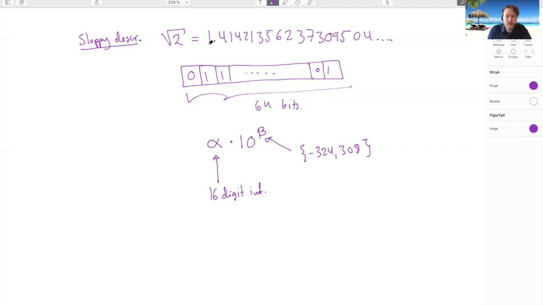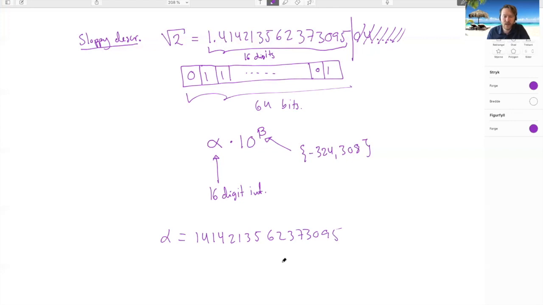So here we have 1, 2, 3, 4, 5, 6, 7, 8, 9, 10, 11, 12, 13, 14, 15, 16, 17, 18. I mean, we have an infinite number of digits here, but these apparently are the first 16. This means that here we're getting a break, so all of this is lost. The computer will just throw away the rest. So the alpha here will be 1, 4, 1, 4, etc. like this. I hope I got it correctly.